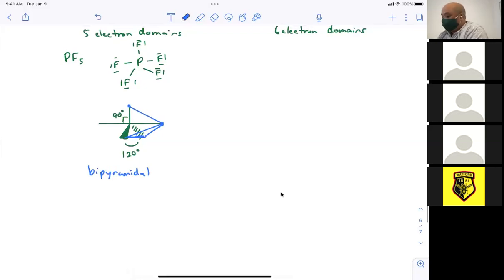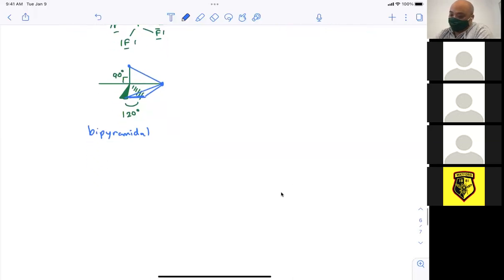Yes. So if you have 5 bonds, the electron geometry is the same as molecular. Every lone pair, though, changes the shape.